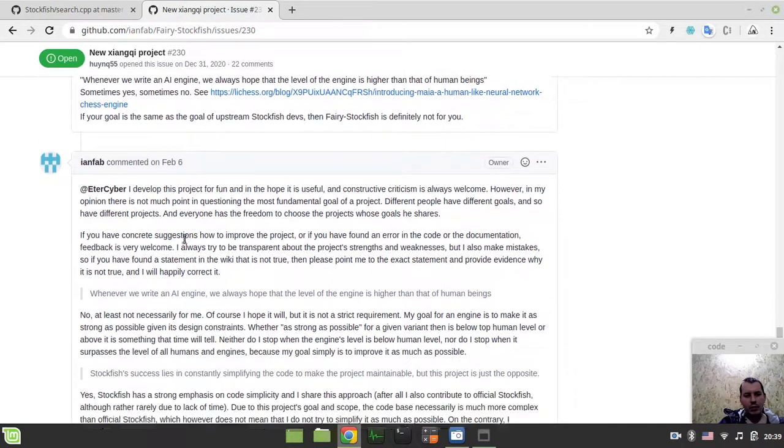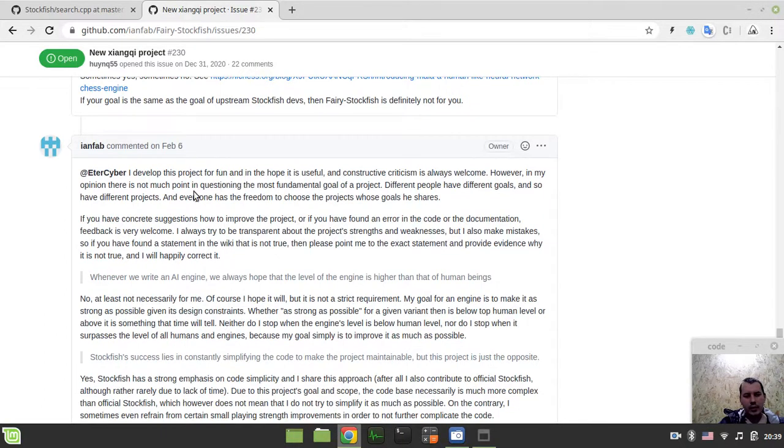And I want one more. Well, hold on a sec. However, yeah, and this one, the last I read. So he says to Howley that I developed this project for fun and in the hope it would be useful, and constructive criticism is always welcome. However, in my opinion, there is not much point in questioning the most fundamental goal of the project. So, yeah, that's the core gist, basically.